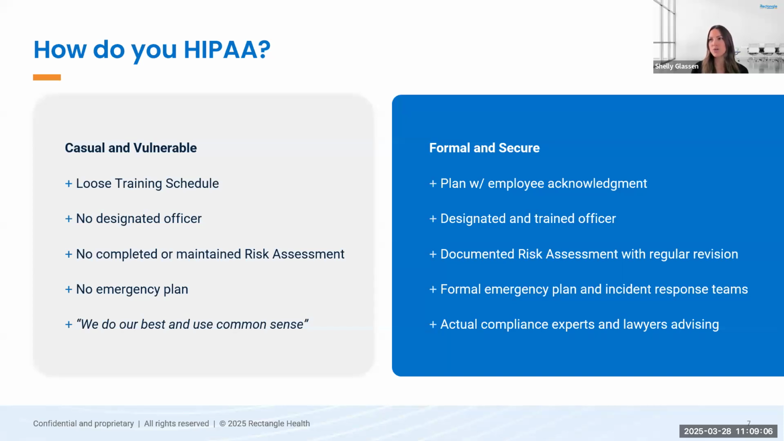So when it comes to getting your office compliant, you may have, for example, a loose training schedule. You just kind of train as needed whenever there's been an update or you think that your team is due for an update. You don't really have a HIPAA officer designated, someone that's in charge of making sure that we're handling everything we need to. You haven't completed a risk assessment. These types of things are really important to make sure that you get done at the practice.